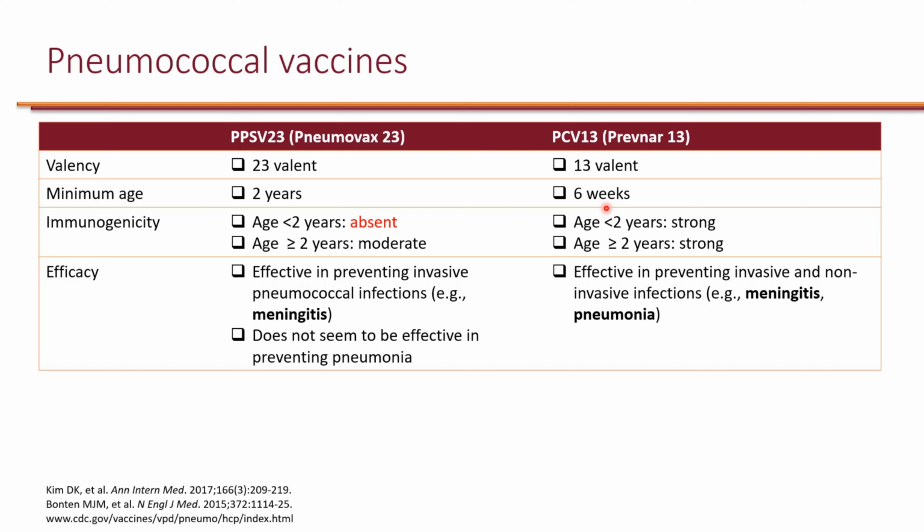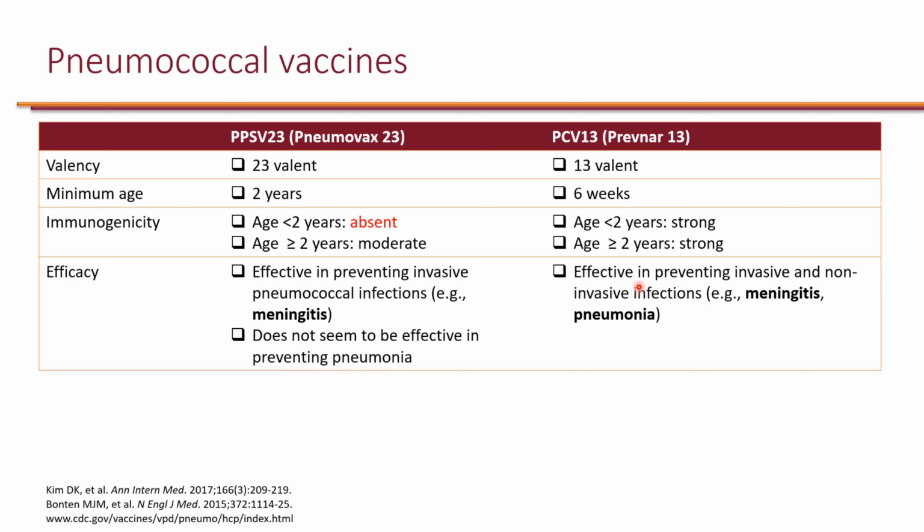So let's compare the efficacy. The pneumococcal polysaccharide vaccine is essentially effective in preventing invasive pneumococcal infection. So when we say invasive, think of meningitis, so essentially infection in the brain. And unfortunately, it does not seem to be effective in preventing pneumonia. None of the studies that evaluated polysaccharide have shown efficacy for preventing pneumonia.